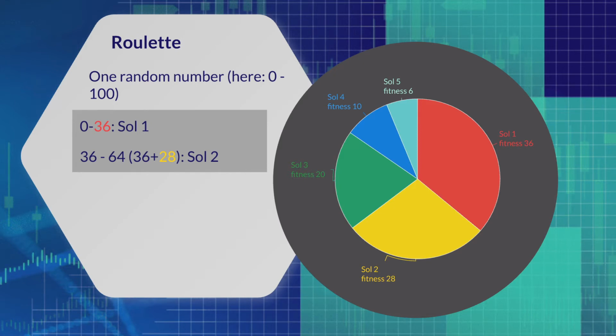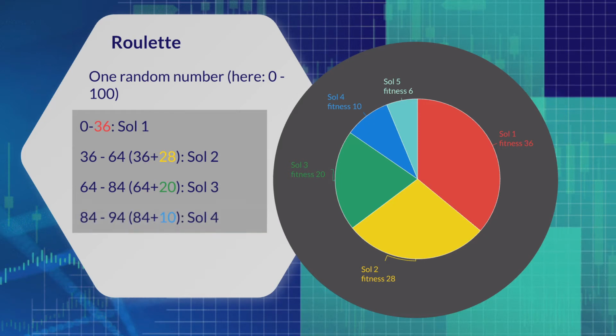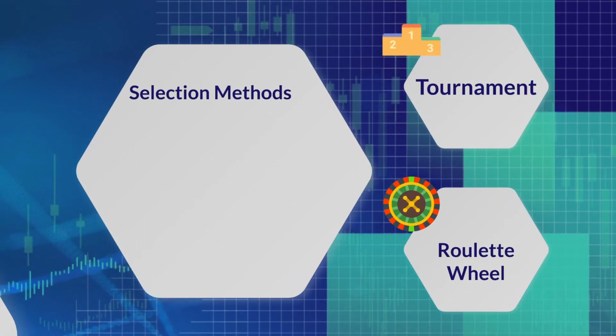solution. The second solution has a fitness of 28, so the interval for this solution is from 36 to 36 plus 28, and that's 64. From 64 to 64 plus the fitness of the third solution, which is 20, we pick the third solution. So that's from 64 to 84. The same way from 84 to 94, we get the fourth solution. From 94 to 100, we get the last solution. So these are the two ways to pick the solutions for crossover.